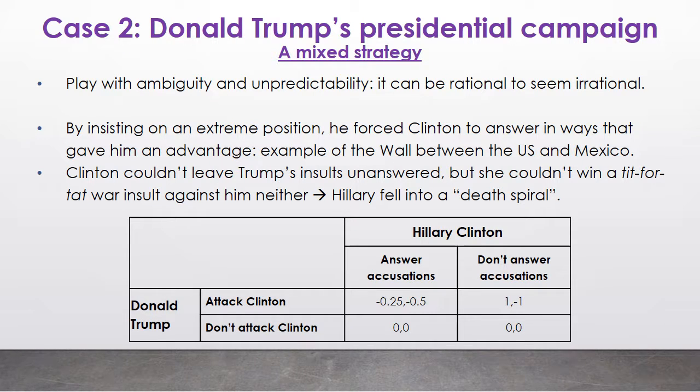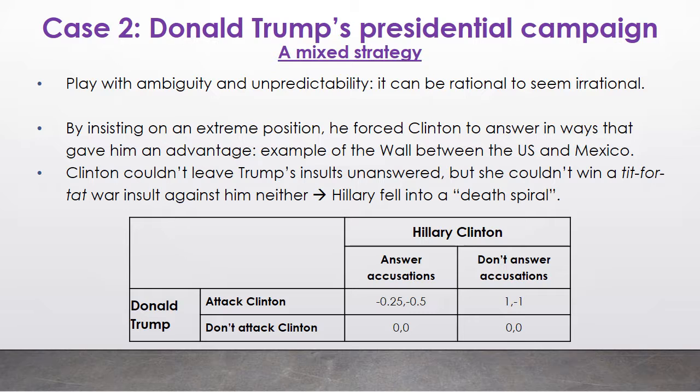Now let's focus on the strategies of Trump when interacting with Clinton. By insisting on an extreme position, Trump forced Clinton to answer in ways that gave him a first-step advantage. We can directly look at the table below. In this situation, each of them has two choices, but Clinton's choices depend on Trump's choices. If Trump doesn't attack Clinton, the outcome is 0-0, because there is no way for Clinton to choose anything.